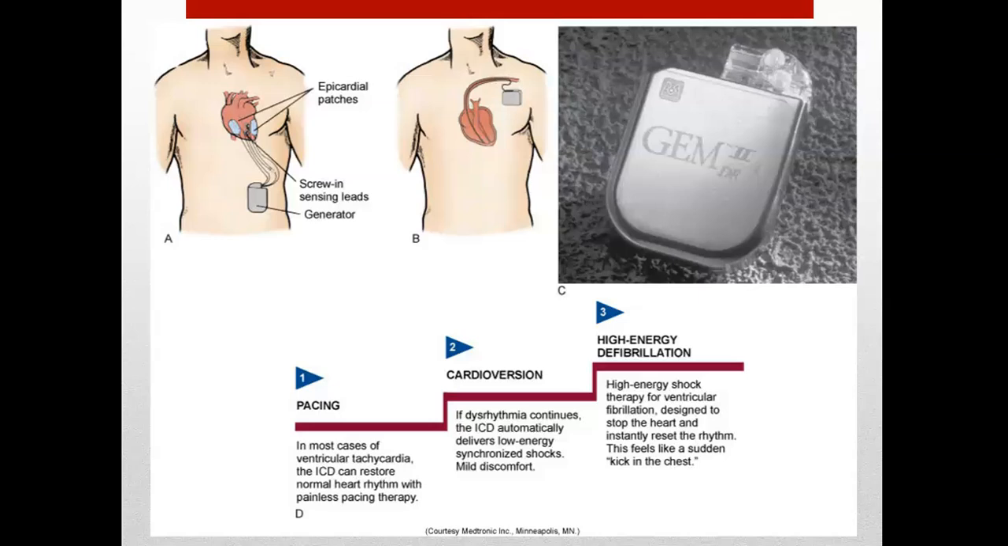Diagram B is the transvenous lead system. So pacing, cardioversion, and defibrillation functions are all contained in a lead, or sometimes multiple leads, into that right atrium and ventricle. So the generator is small enough to be placed in that pectoral area, usually under the clavicle.